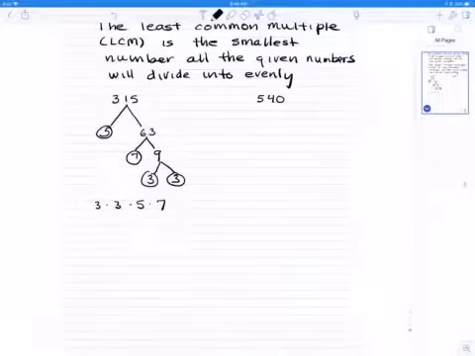I can use exponents as a shortcut for that repeated multiplication. So instead of 3 times 3, I can express it as 3 squared times 5 times 7.